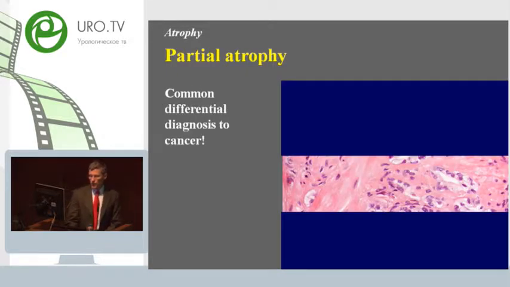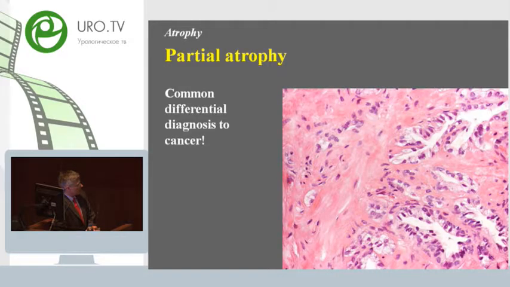The problem with partial atrophy is that sometimes you have some small glands lying outside here, almost like single cells, and this can easily be misinterpreted as cancer. They can be negative for basal cell stains. But the clue to the diagnosis is to compare with these glands over here and over here, which is obviously benign. You have the same color of the cytoplasm and you have the same sort of nuclei, and all of them are really the same.